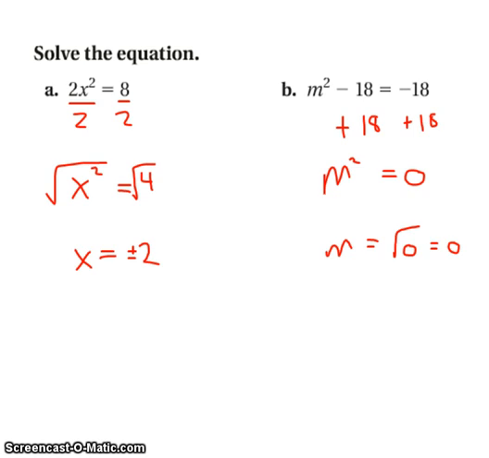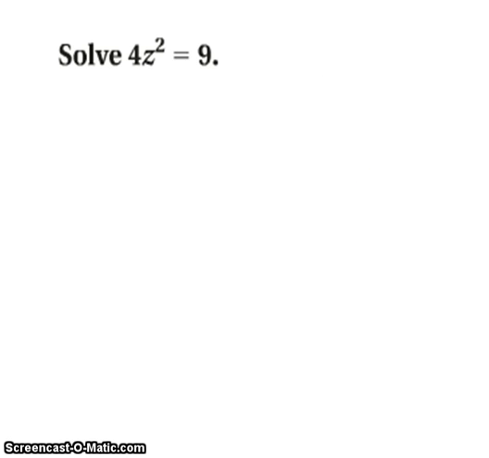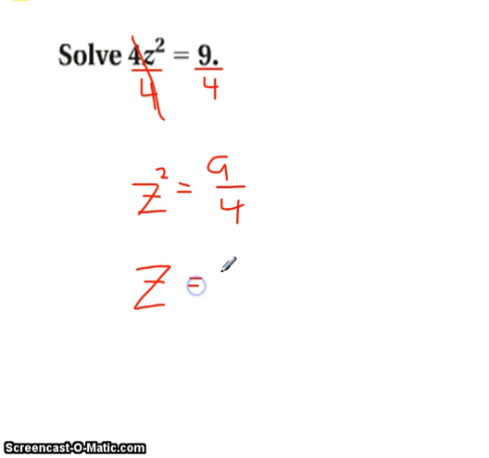All right. As we look at more complicated examples, here's one. We're going to divide by the 4 to isolate the z squared. Once the 4 is canceled, I'll be left with z squared equals 9/4. And then once again, the square root property says that if z squared equals 9/4, then z is going to be equal to the positive negative square root of 9/4.